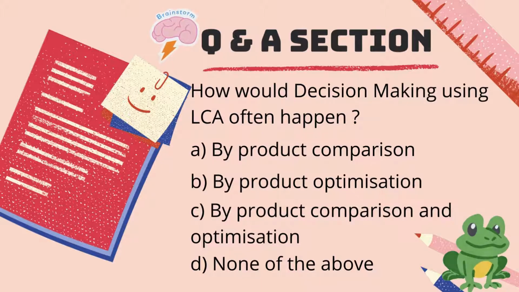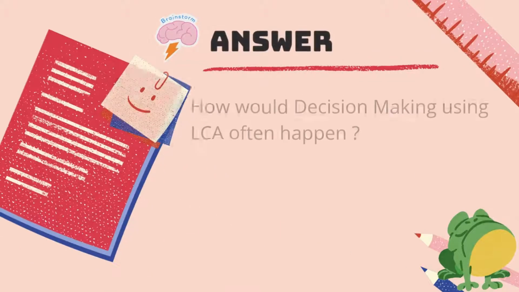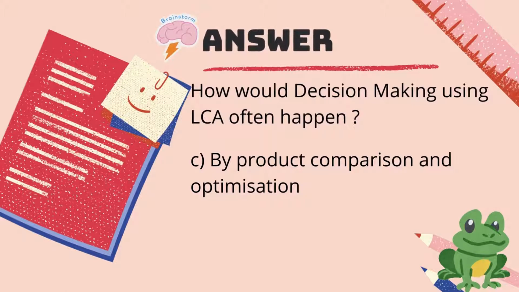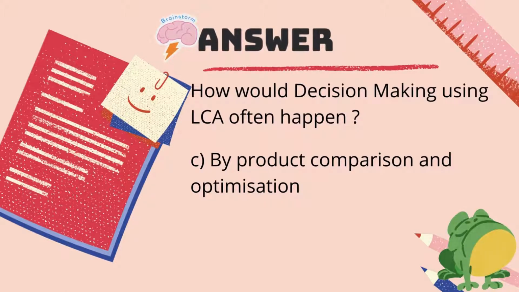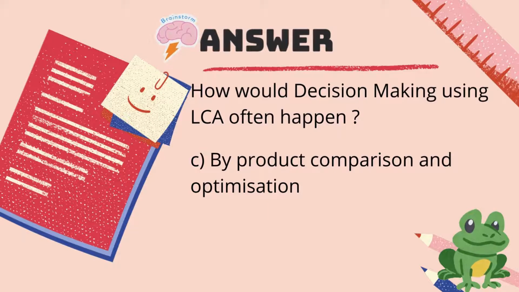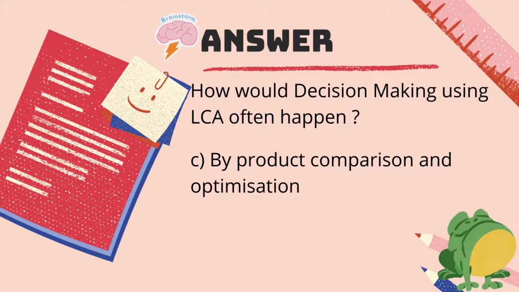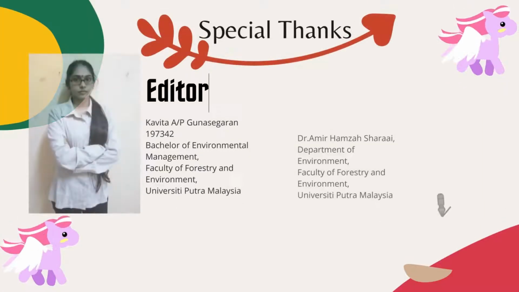Okay, let's see the answer together. The correct answer is C. It is by product comparison and optimization. This is because decision makers are often aware of product comparison and its optimum level to compete with other company products in order to increase their own product demand from consumers.